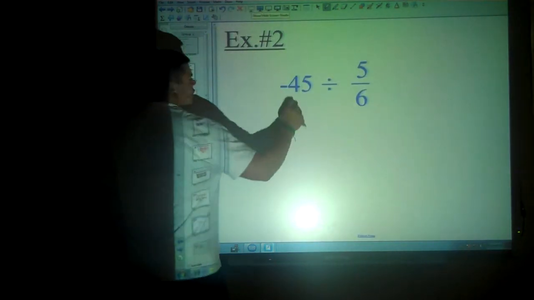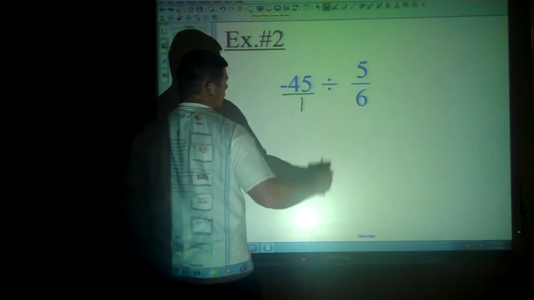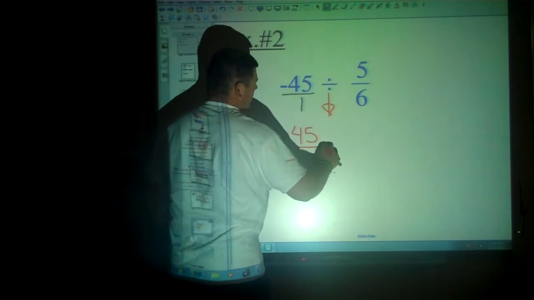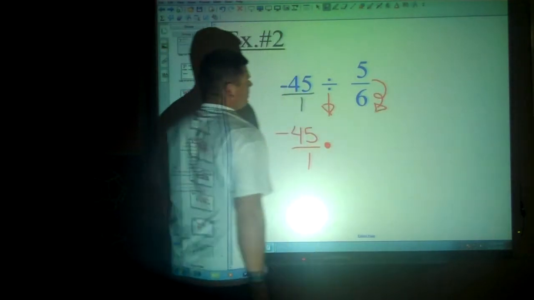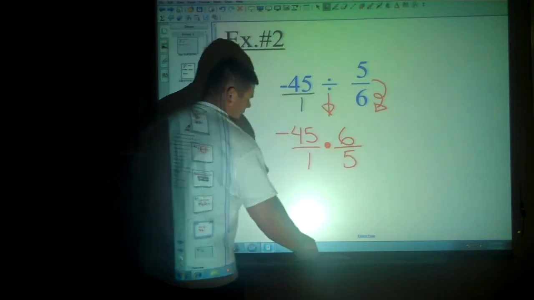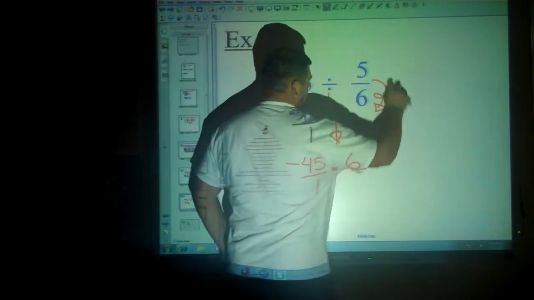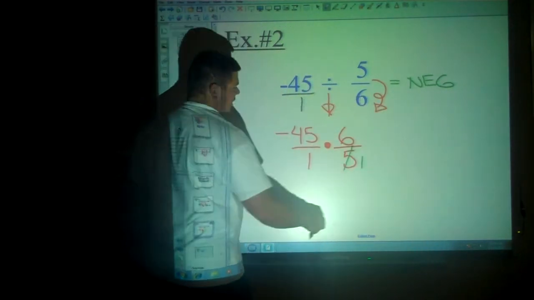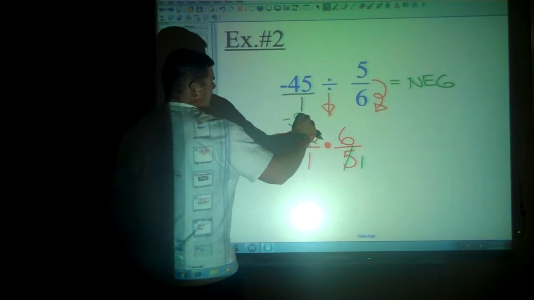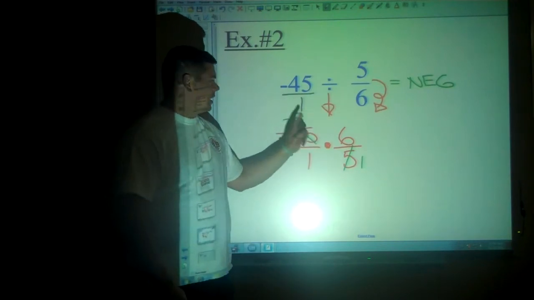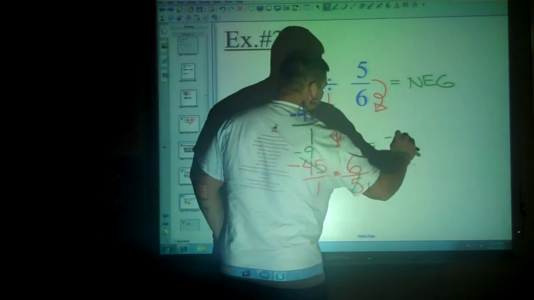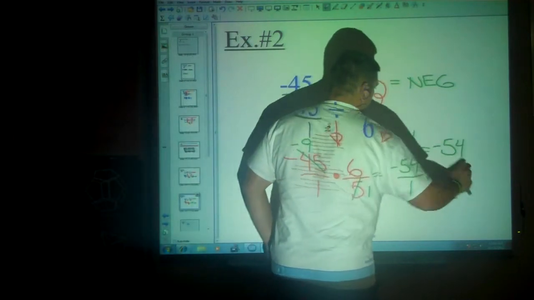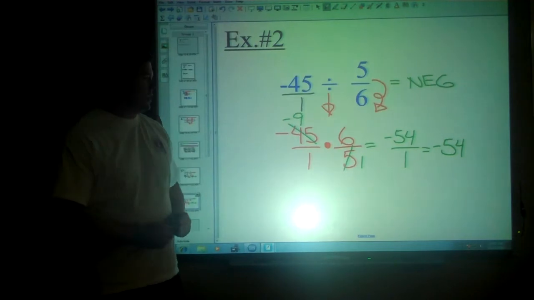Alright, the first number is an integer, so I can write it as a fraction. I'm not going to do anything with the first number. Negative 45 over 1 stays the same. I'm going to turn this into multiplication, and this is going to flip over and become 6 over 5. Now I have a negative being divided by a positive, so I already know that this better equal a negative answer, because they are not the same signs. And 5 goes into itself once, and into negative 45, negative 9 times. Fractions multiply straight across, so negative 9 times 6 is going to equal negative 54. 1 times 1 is 1, which means we get negative 54, which is good. It matches up with the fact that it's a negative value.